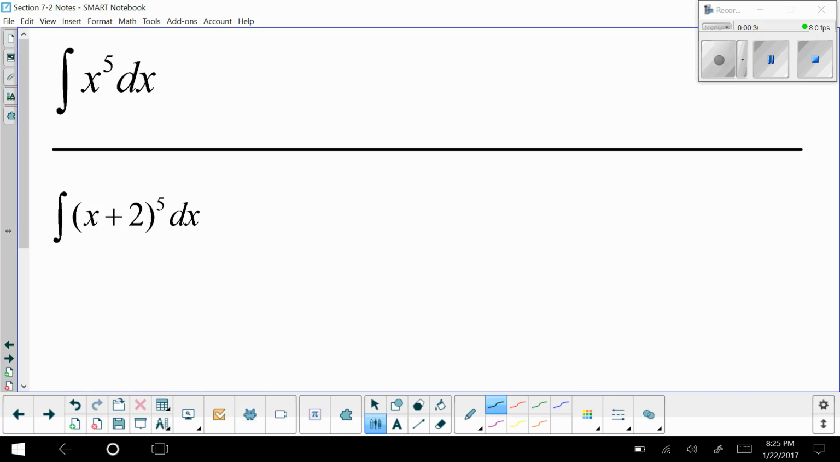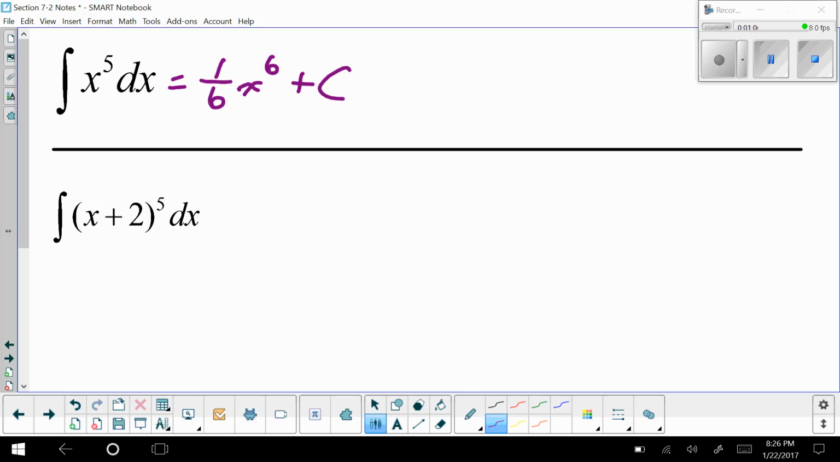So if I just look at the integral of x to the fifth with respect to x, the antiderivative of x to the fifth would be 1/6 x^6 plus c. And I can check that by taking the derivative, and I do get x to the fifth. But I do have to be careful with these, because what if I have antiderivatives that involve composition?